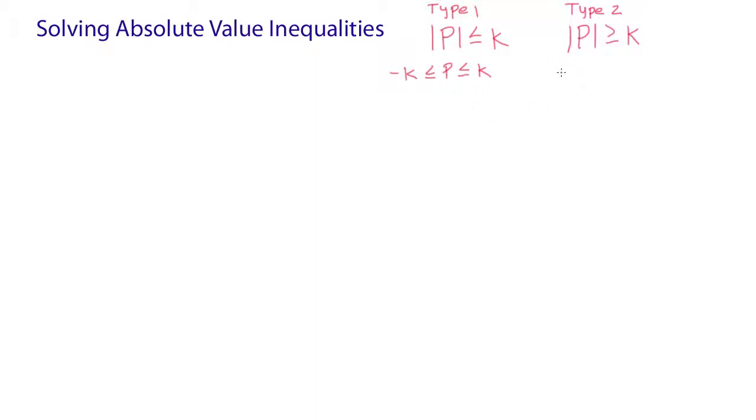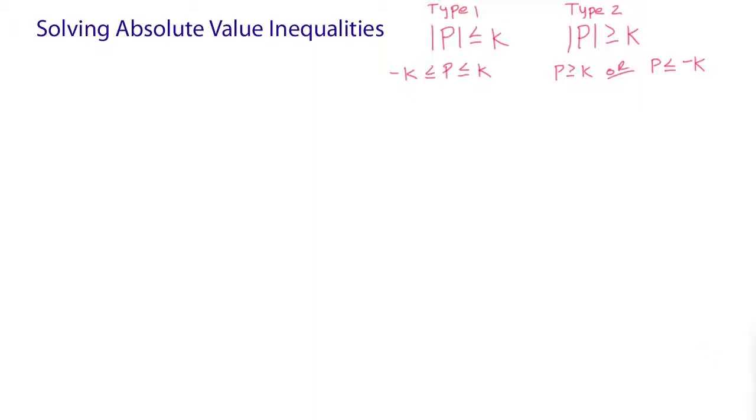Type 2 is a little bit different. The way you answer type 2 is P is greater than or equal to K, same direction of the inequality, or, and we have to write or, P is less than or equal to negative K. So when we use negative K, we have to change the inequality. So that's type 1 and type 2.